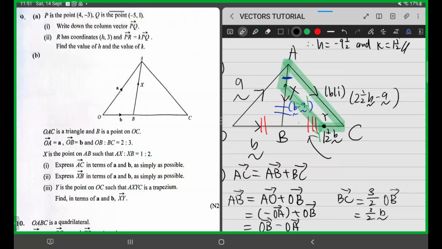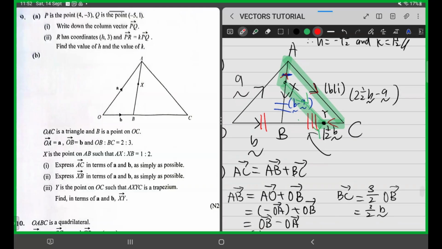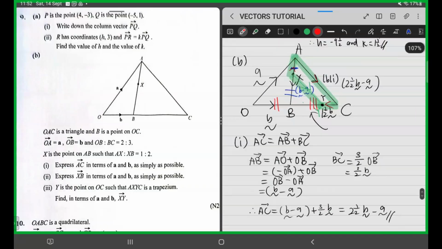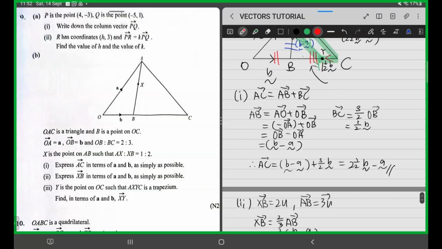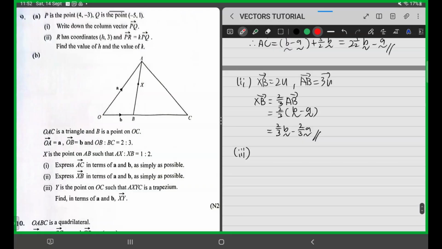Now, simply put, XY can be expressed. If you want to walk from X to Y, you can walk from X to A, so you walk here first, then you walk from A to C, and then you walk from C to Y. Right? You can do that. So that's exactly what we can do. So now we are just going to express XY as such.